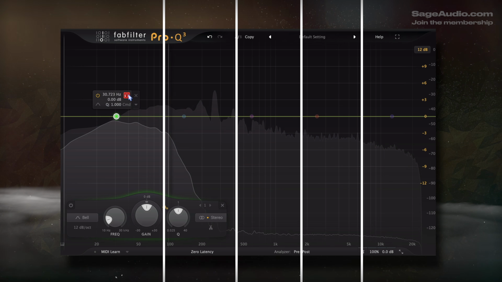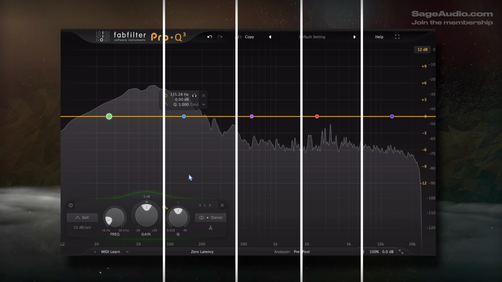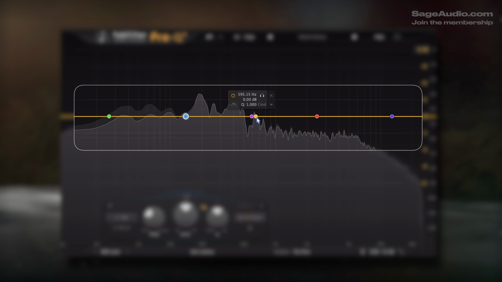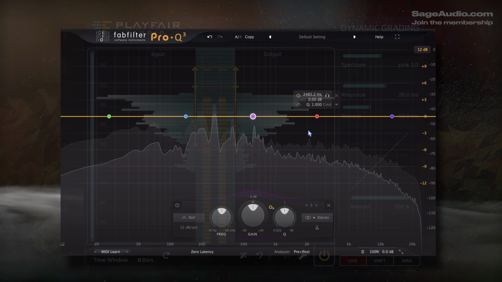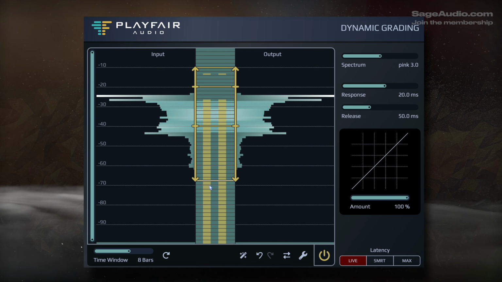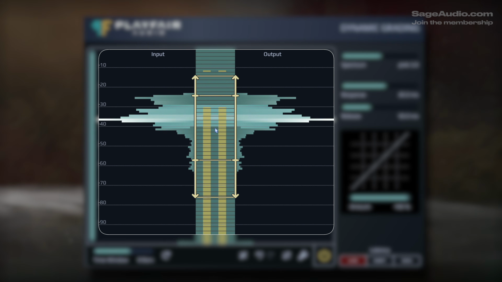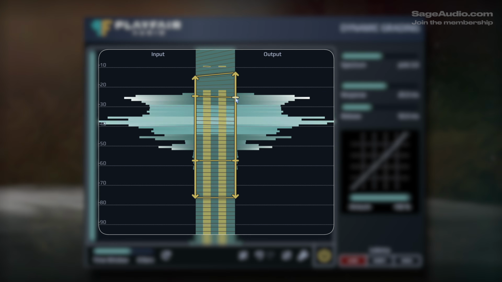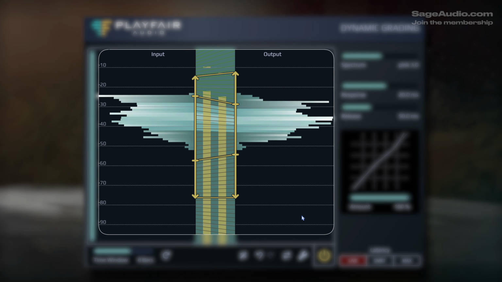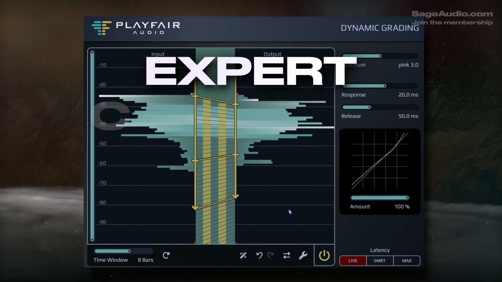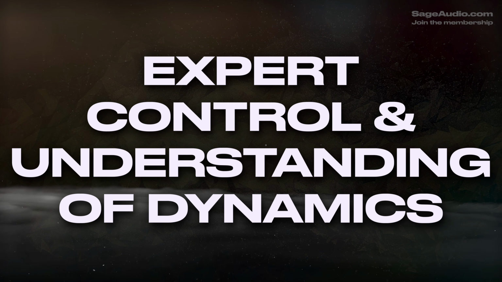Breaking up a signal's frequency response is pretty common at this point. Most of us are familiar with the bass range, the low, the mid-range, and so on. However, the dynamic range is rarely conceptualized in this way, which is a shame, since understanding and controlling these ranges is just as important as controlling the frequency response. So, let's change that today as we achieve expert control and understanding of dynamics.